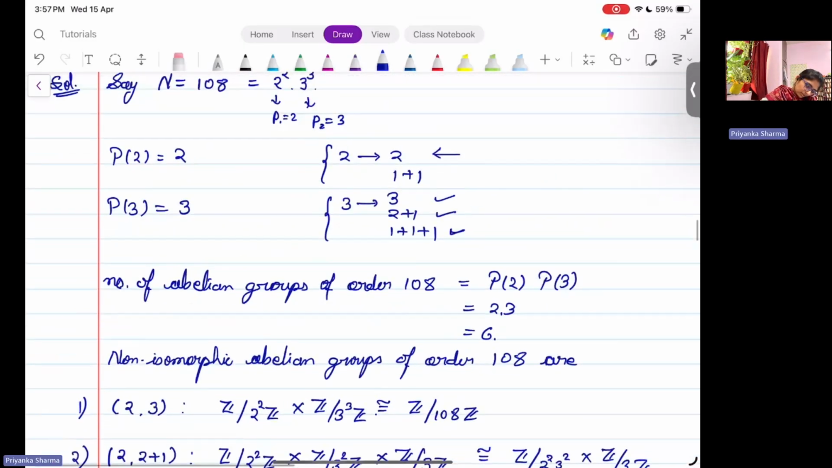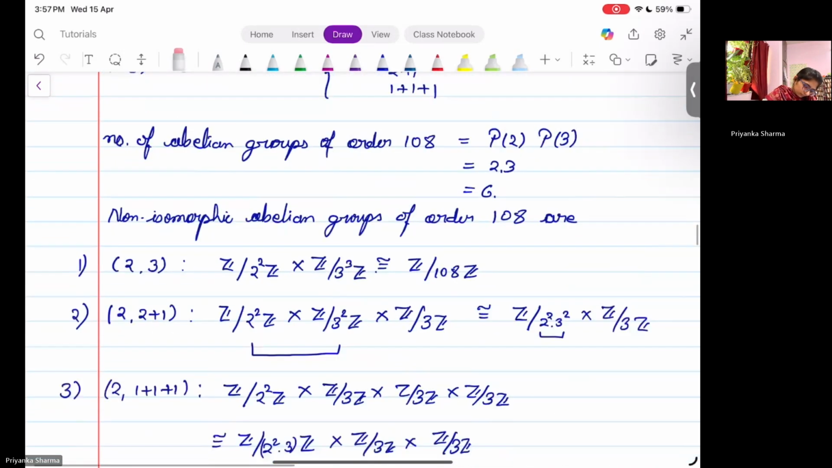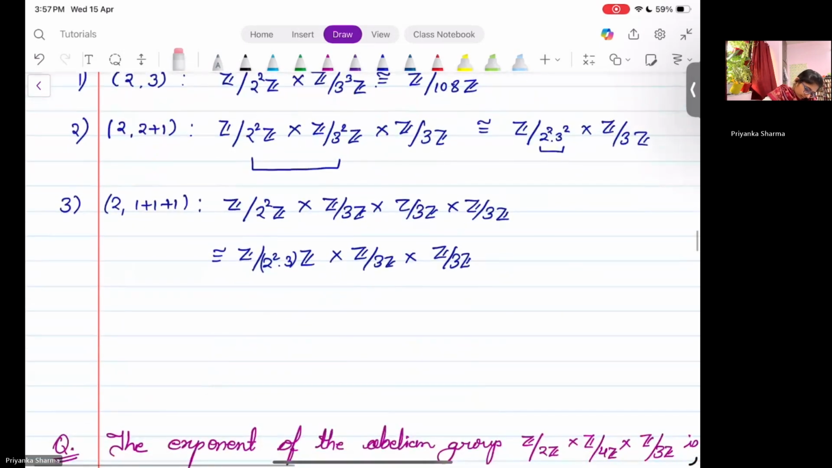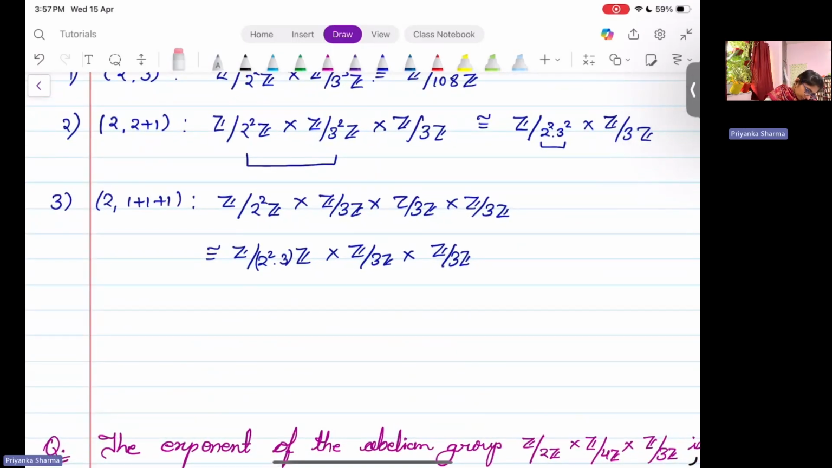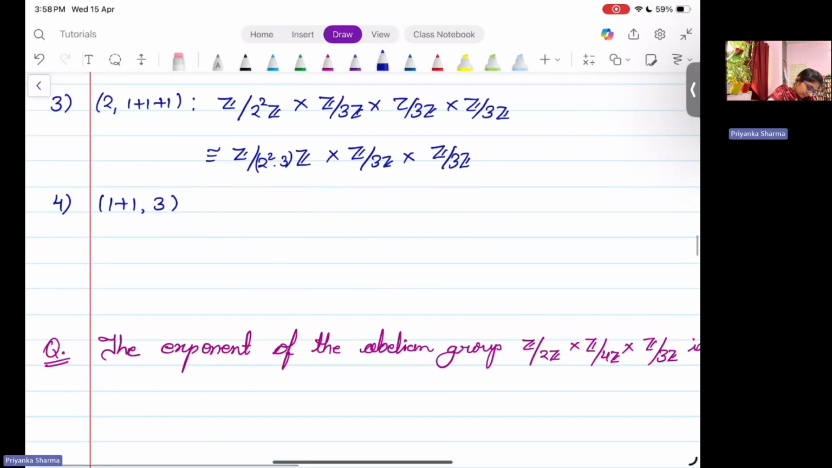Now, we have used all 3 partitions of 3 for this partition of 2. Now we will use this one. So the fourth group will be 1 plus 1, and we will use the first partition of 3, that is 3 itself.